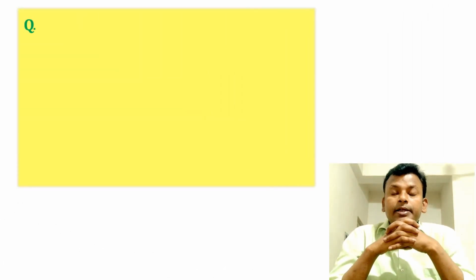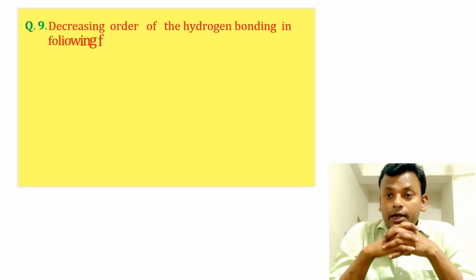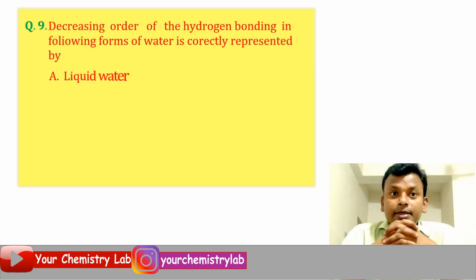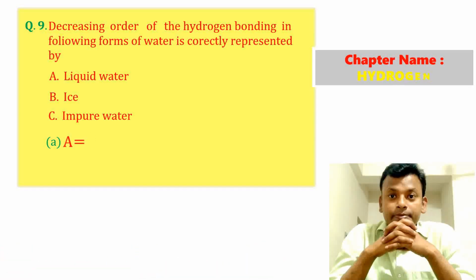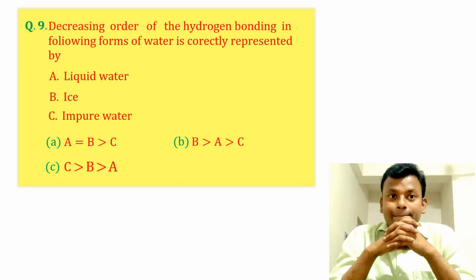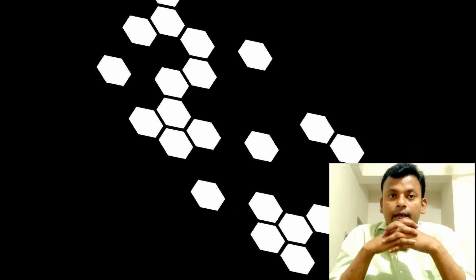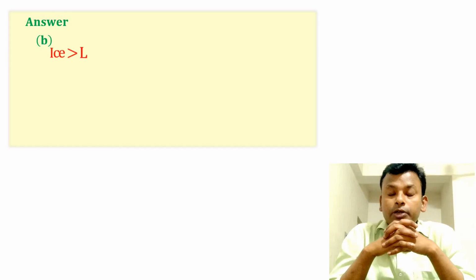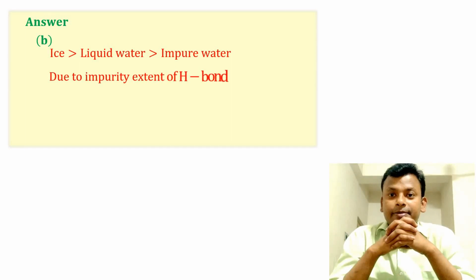Question 9. The decreasing order of hydrogen bonding in the following forms of water is correctly represented by A, liquid water, B, ice, C, impure water. Option A, option B, option C, and option D. Answer: option B is the correct answer. Ice is greater than liquid water, which is greater than impure water. Due to impurity, the extent of hydrogen bonding decreases. So option B is the correct answer.